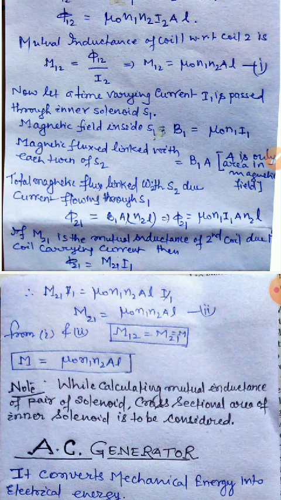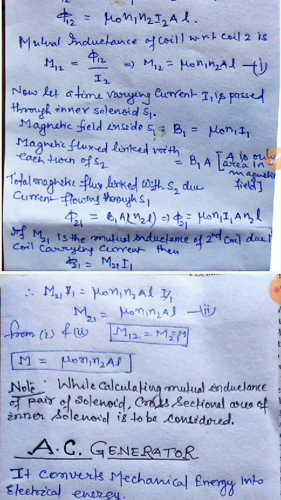Now the total magnetic flux linked with S2 due to current flowing in S1, we have to multiply by the total number of turns. N2 is the number of turns per unit length in S2 and L is the length. So the total number of turns is N2 into L. Now put the value of B1, you will get phi 21 as mu naught N1 N2 I1 A L.